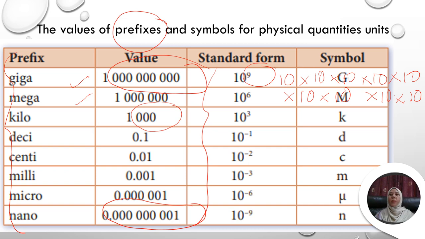So the symbol for giga is capital G, mega is capital M, kilo is K, deci is d, centi is c, milli is m, micro is mu, and nano. So these are called prefixes, with their symbols and values.